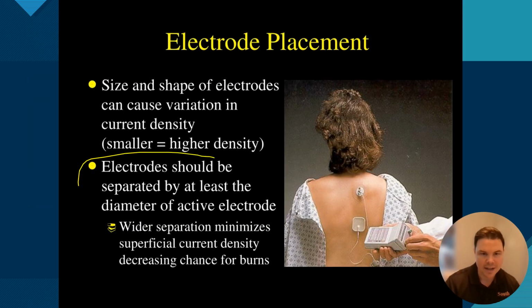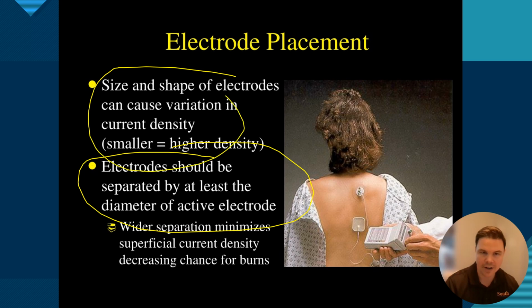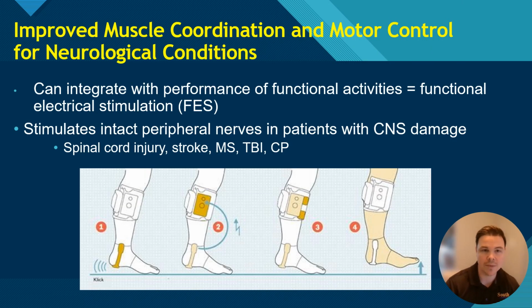Important to know that electrodes should be separated by at least one diameter. We talked about this in lab and lecture, understanding that there are higher current densities in smaller pads and lesser current densities in larger pads. We discussed that last time. Here's an example of a functional electrical stimulator as a device.